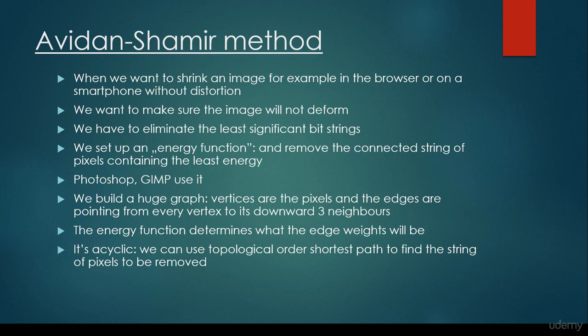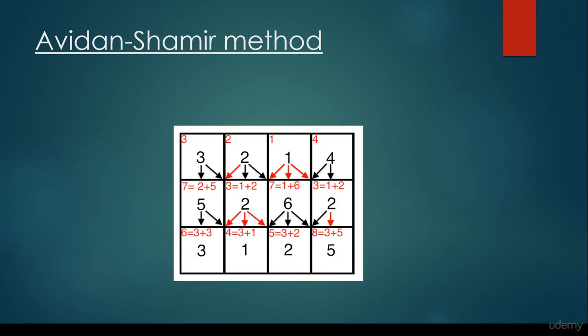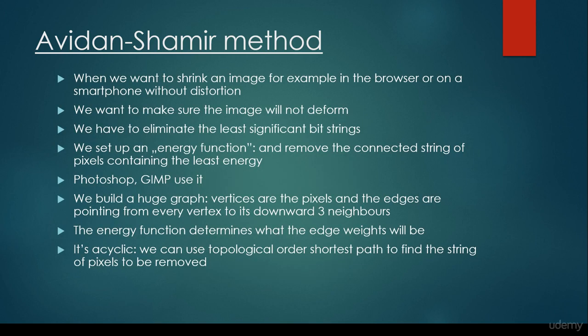Vertices are the pixels and the edges are pointing from every vertex to its downward three neighbors. Basically like this. In this situation, the vertices are the pixels and the edges are going to point to the downward three neighbors. Okay, the leftmost and the rightmost pixels of course just have two neighbors. So the energy function determines what the edge weights will be.